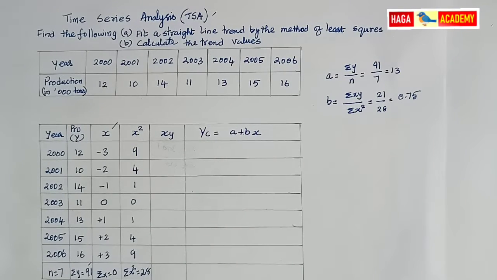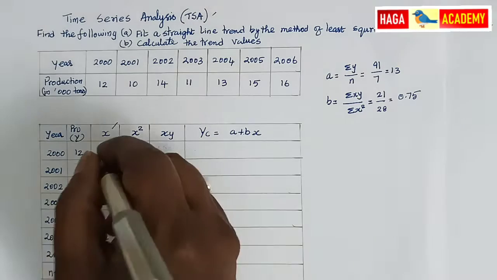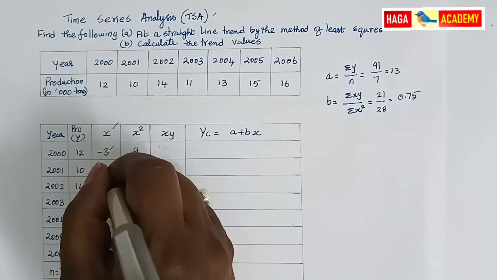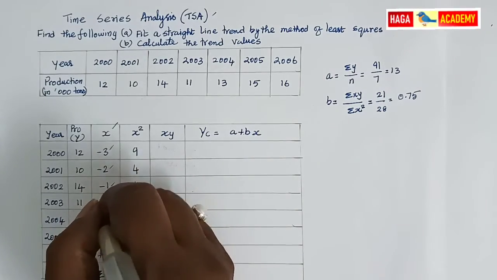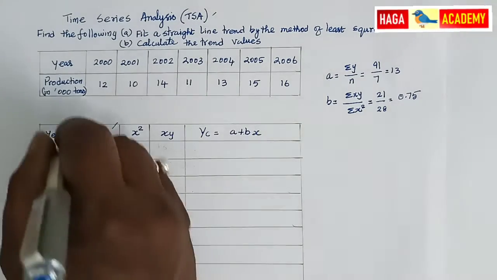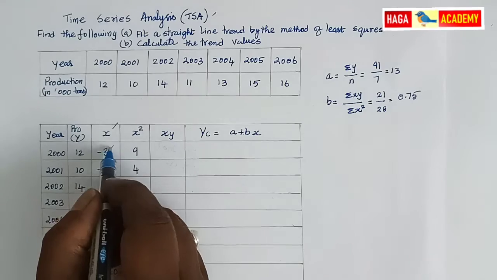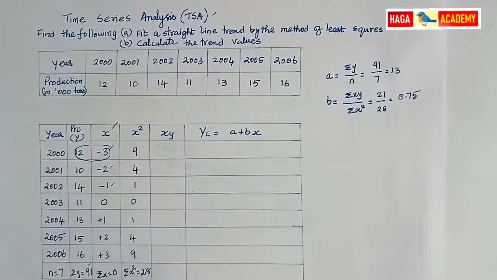Now we want to identify x and y, x into y. I mean, what is the x value? The x values we already know very well: minus 3 first, next minus 2, minus 1, 0, plus 1, plus 2 and plus 3. What is the y value? So these two things, you try to do the multiplications.